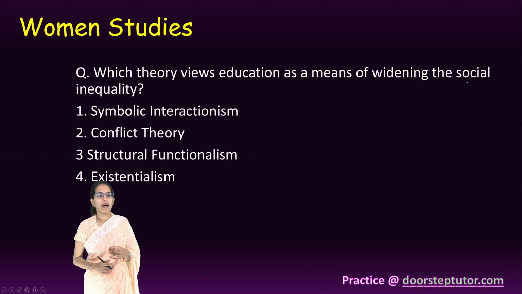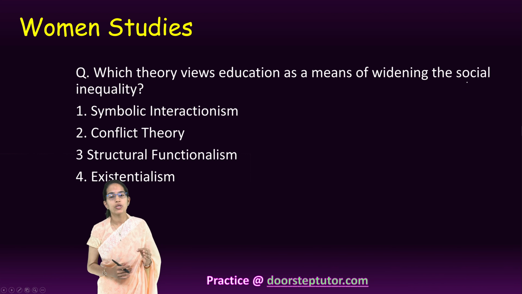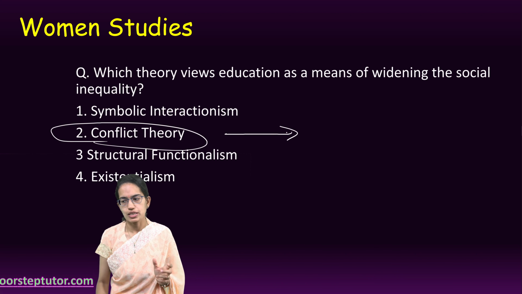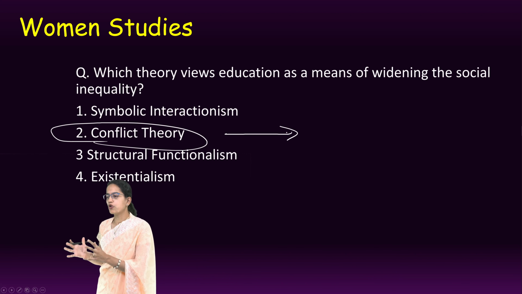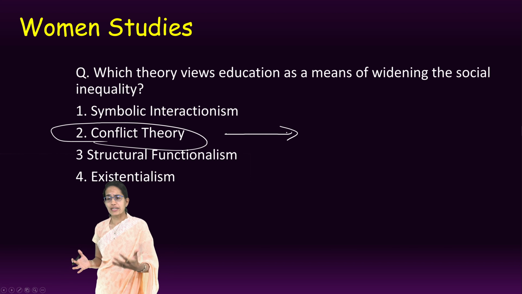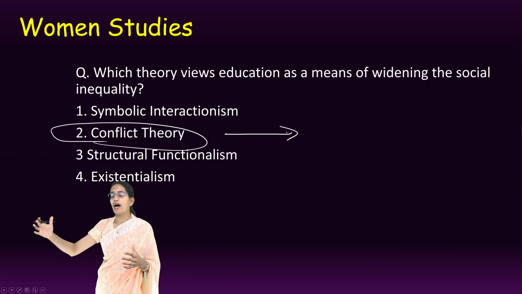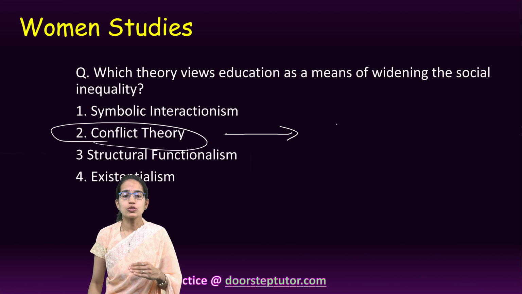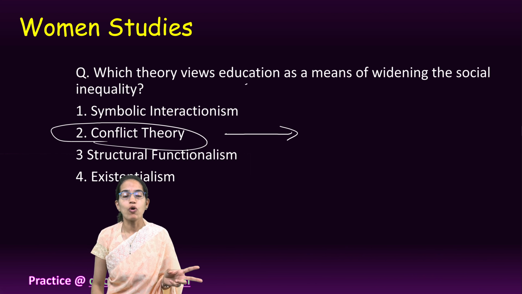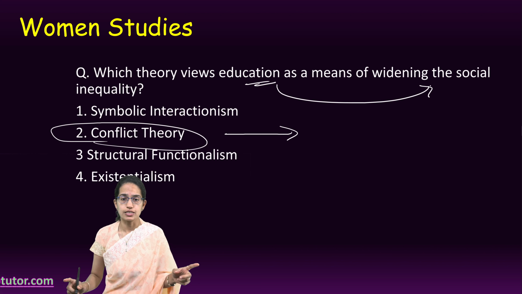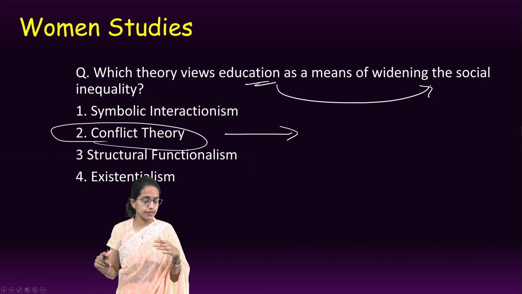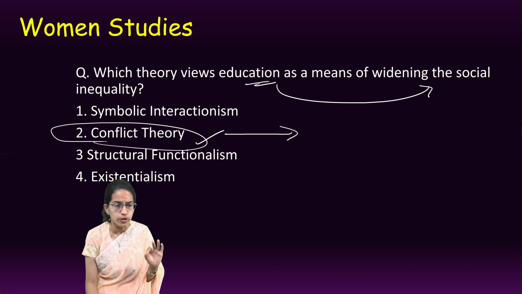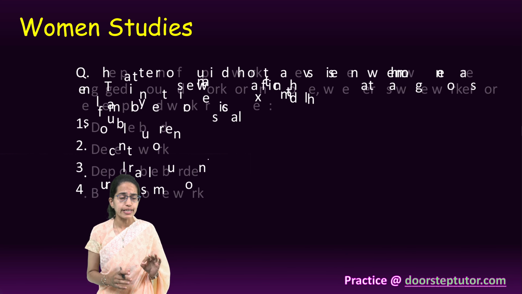The next question talks about the theory which views education as a means of widening social inequality. Now this theory is named the conflict theory. The idea is those who are well off would have better instructors, better resources, better technologies, and therefore would be the ones from the upper class and would have better access to education, and therefore the ones who don't get it would be deprived, and therefore it is said that education is a means of widening social inequality, and this has been propounded under the conflict theory. So conflict theory is the right answer for this question.